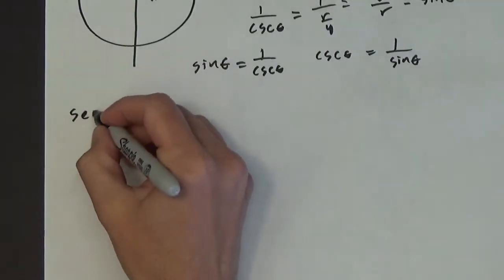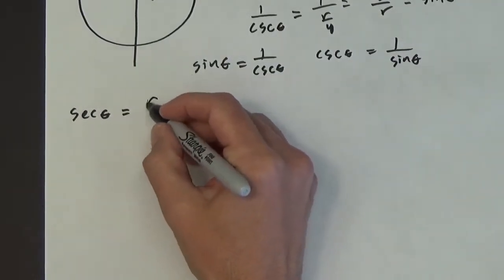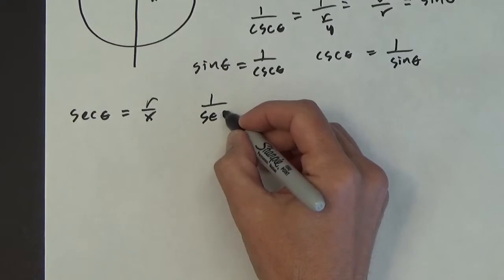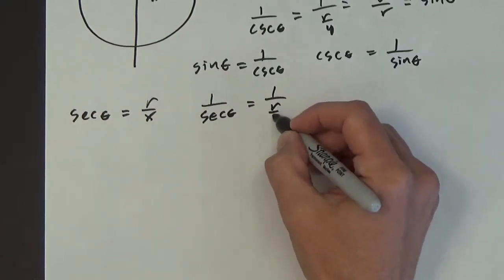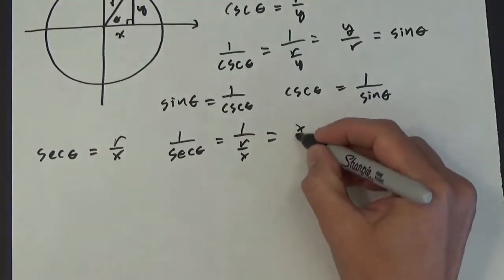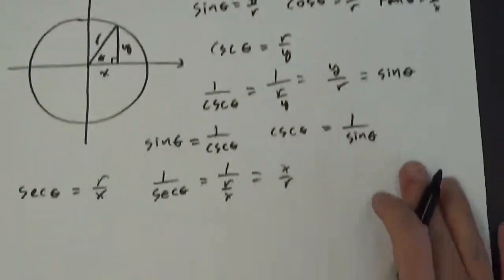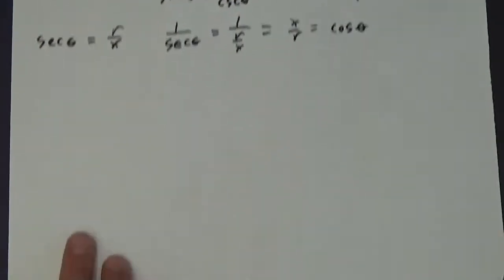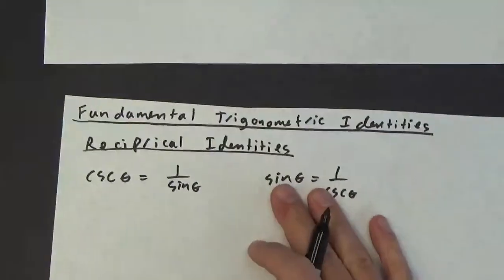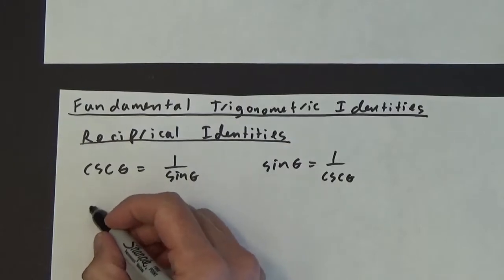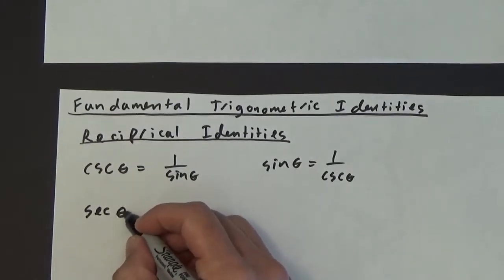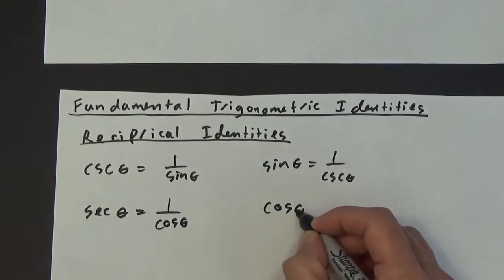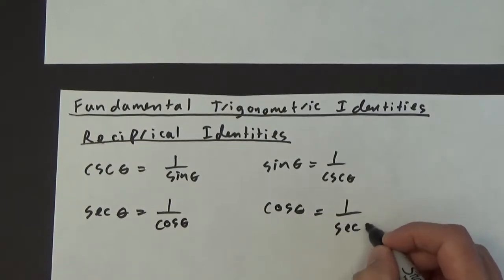We know that the secant of theta is r over x. So if we were to take 1 over the secant of theta, that is 1 over r over x, which is then going to be x over r. And if we come back over here, x over r is the cosine of theta. So this means that the secant of theta is 1 over the cosine of theta, or the cosine of theta is 1 over the secant of theta.